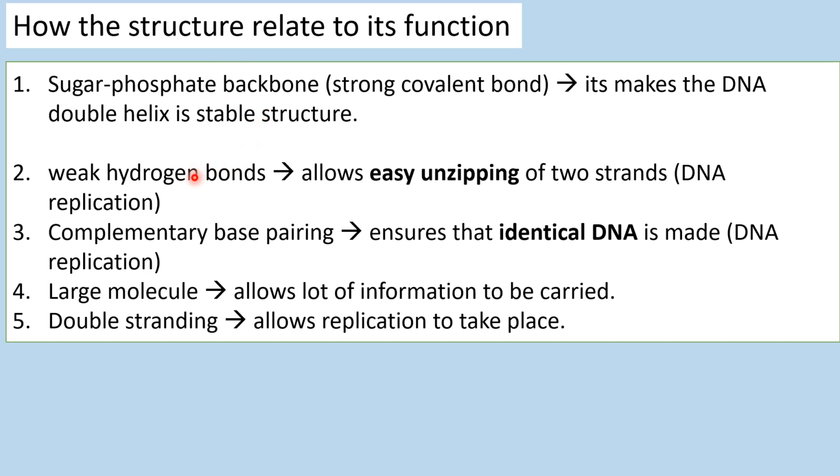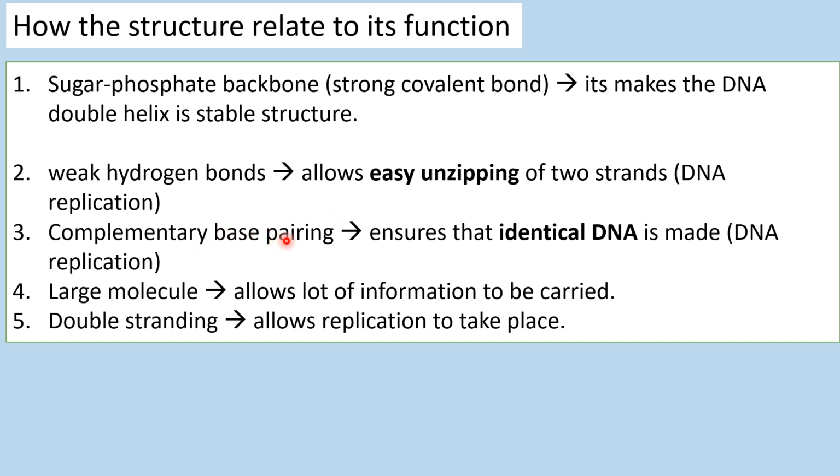Between the two strands, DNA is double-stranded. They're held together by weak hydrogen bonds. The reason why this is weak is that it allows the unzipping of the two strands, because during DNA replication, the two strands have to unzip, has to separate, and having a weak hydrogen bond allows ease.